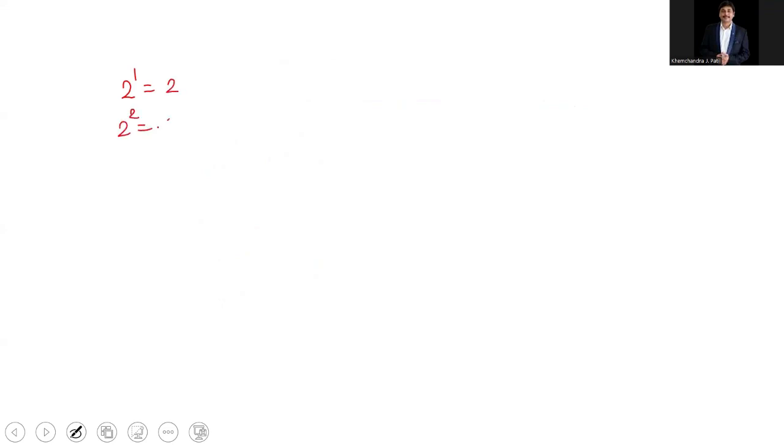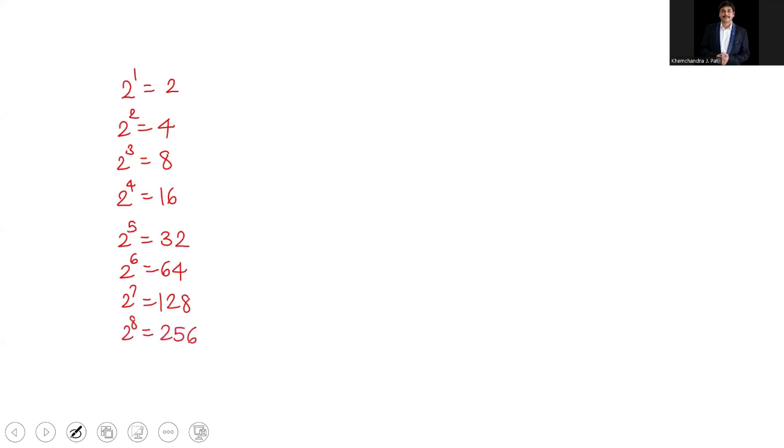2 square is 4. 2 cube is 8. 2 raised to 4 is 16. Now 2 raised to 5 is 32. 2 raised to 6 is 64. 2 raised to 7 is 128. 2 raised to 8 is 256. Okay. आगे भी मैं लिख सकता हूँ लेकिन यहाँ पे जगह नहीं है.